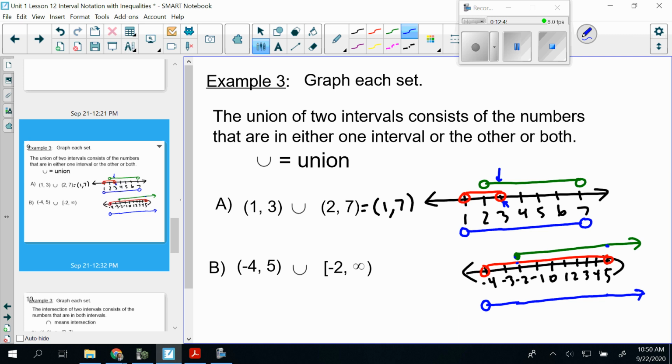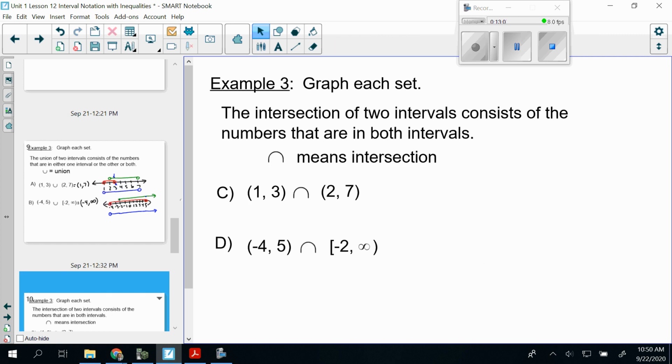So it looks like we can write this one as a union by just saying it's all the numbers from -4 to infinity, not including -4 because neither graph had a point at -4. So if you union, you try to write them together into a simpler set if possible.